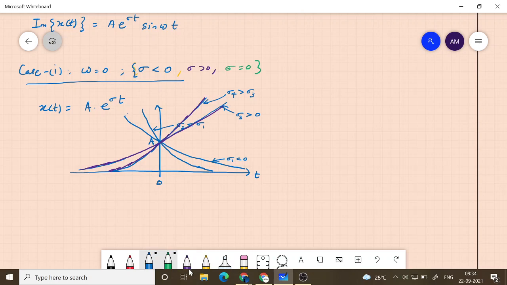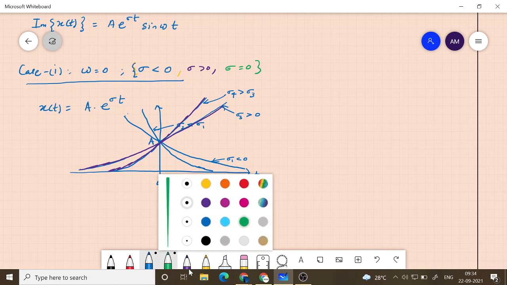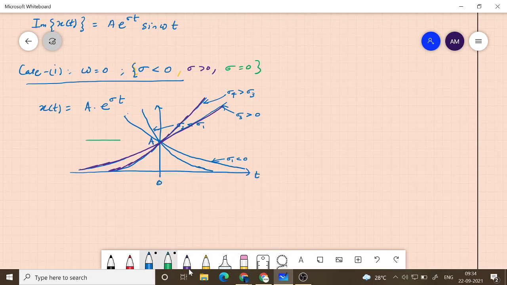So if sigma is equal to 0, we will get a into e raised to 0, which is a only. So what does that mean? I will have a constant function. Okay, so this is the case where sigma is equal to 0. This is one class or one case where you have omega equal to 0.